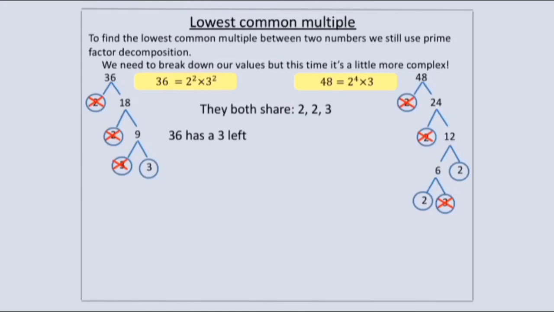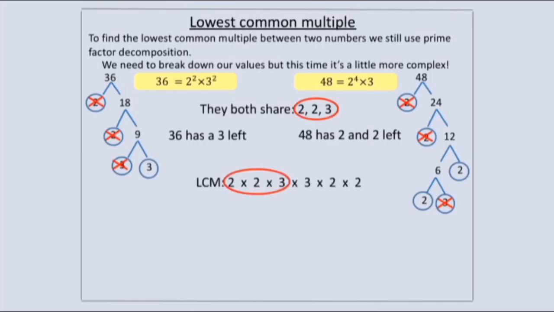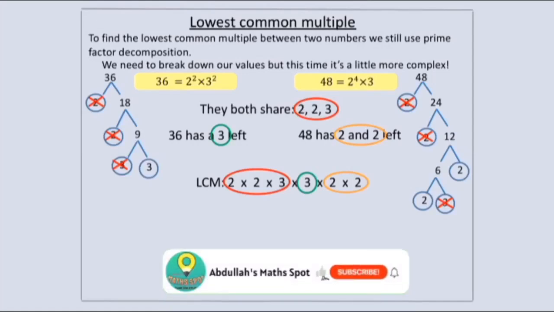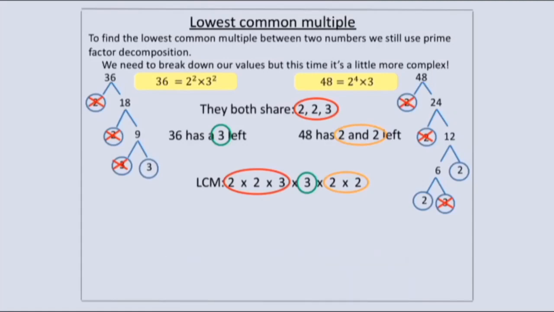Now 36 has 3 left, which you can see over here, and 48 has 2 and another 2 left, which has not been crossed out since the pair is not made. There is no match for it. So this is how it is done. The first 3 multiples, 2 into 2 into 3, is the ones they both share, and then the green circle is the one which is left for 36, and 2 into 2 is the one which is left for 48. Multiplying all of them will give the LCM of 144 for both numbers.